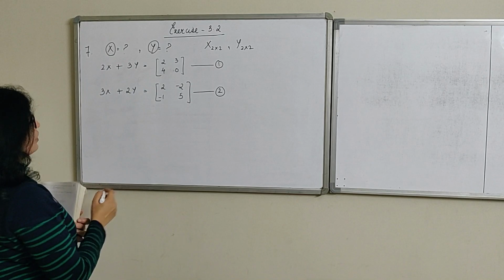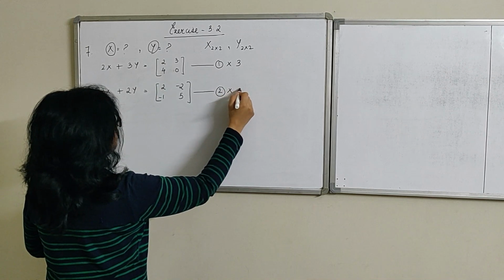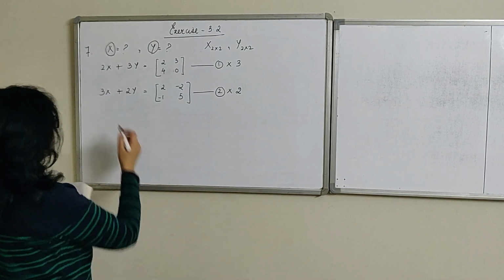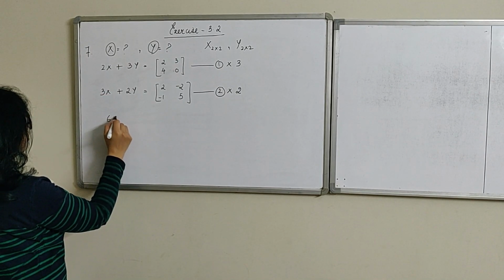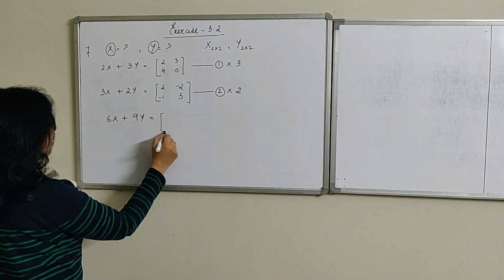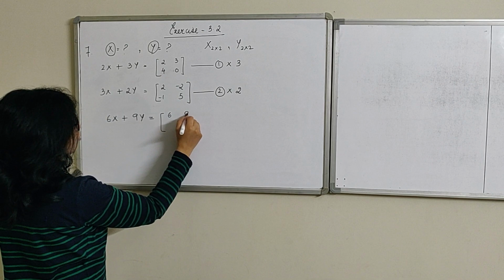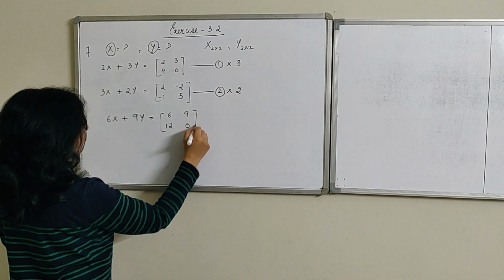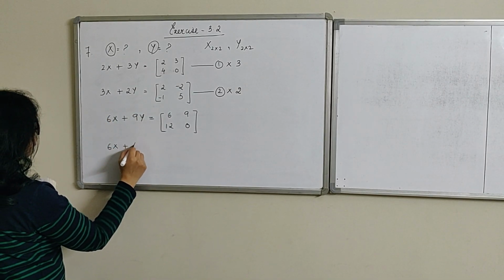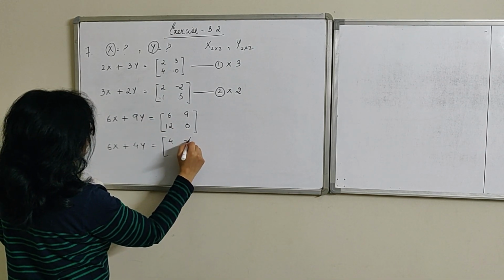To solve these equations, let us multiply equation 1 by a constant 3 and equation 2 by a constant 2. The idea is to eliminate the matrix x. So on multiplying by 3, the left hand side of the equation is this, and on the right side this matrix is to be multiplied by 3, meaning each element of the matrix is to be multiplied by 3. The second equation also is to be multiplied by 2. On the right side, each element of the matrix is multiplied by 2.